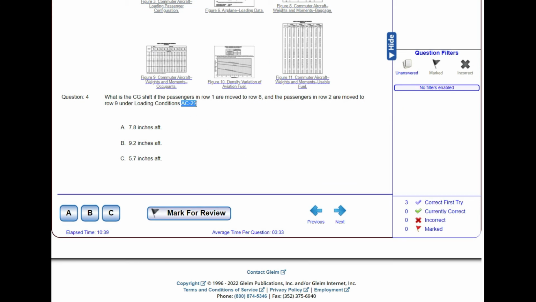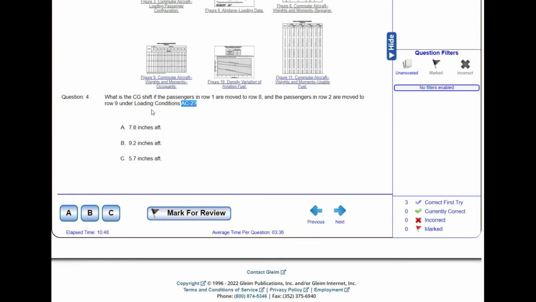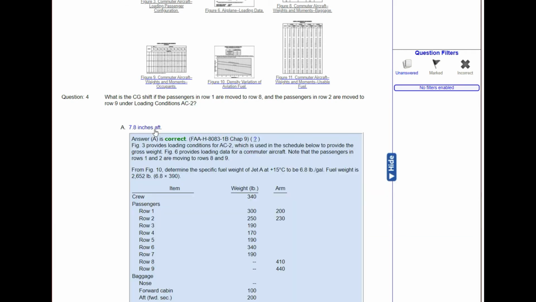Alright, so this one is asking about AC2. Again, remember 4, 10, 1, and 2. 1 and 2 is in our middle category, so we're looking for the number that's in the middle of these. We have 5.7, 9.2, 7.8 is in the middle of those, and that is the right answer.